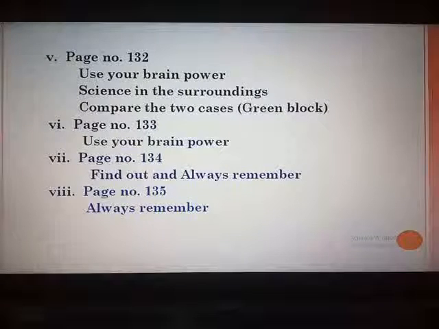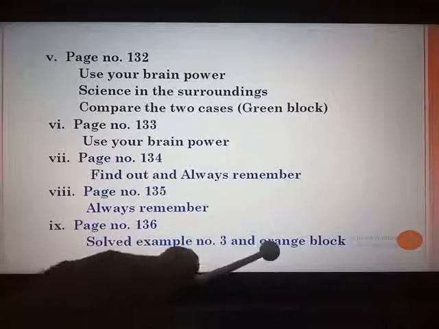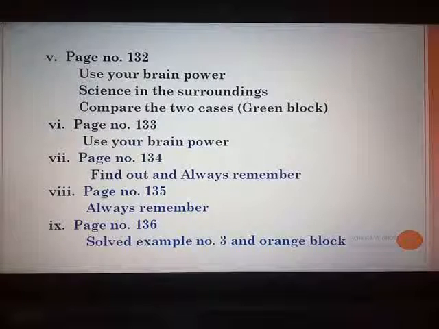Page number 136, that is the last page of the chapter. Remove solved example number 3. And towards the end of the page you have a small orange colored block about the sonar technology. That block is to be removed. I hope there are no confusions in chapter number 5 and 12.